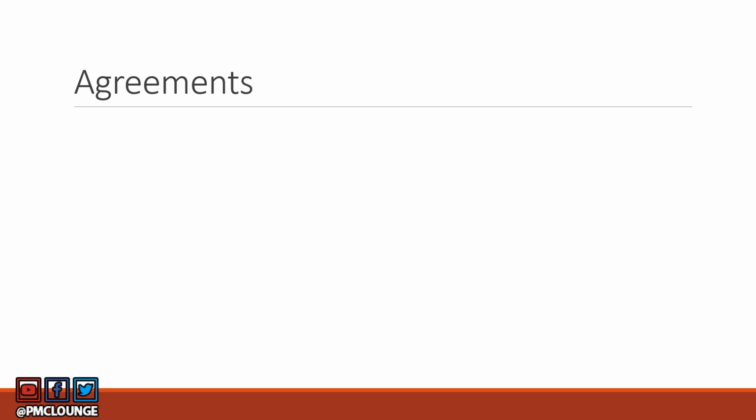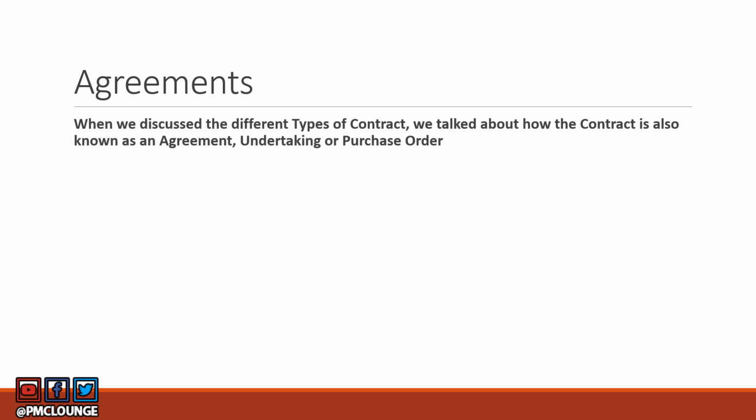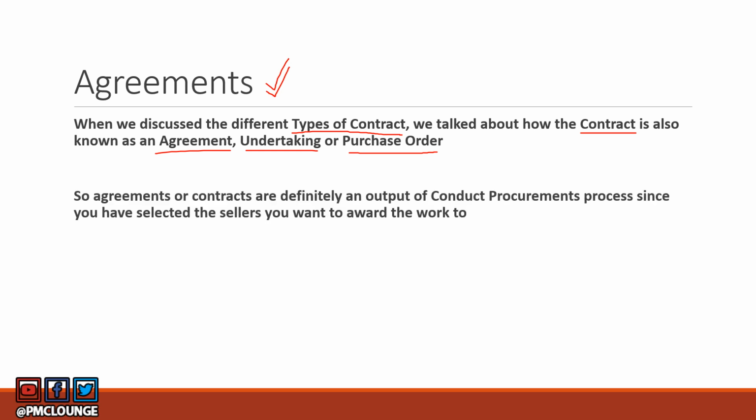All right, let's talk about the second important output of this process, which is agreements. We have discussed in one of our previous videos the different types of contract. And when we did that, we talked about how a contract is also known as agreement, undertaking, or purchase order. So this is basically a contract, and this is an output of the conduct procurement process. So agreements or contracts are definitely an output of this process.